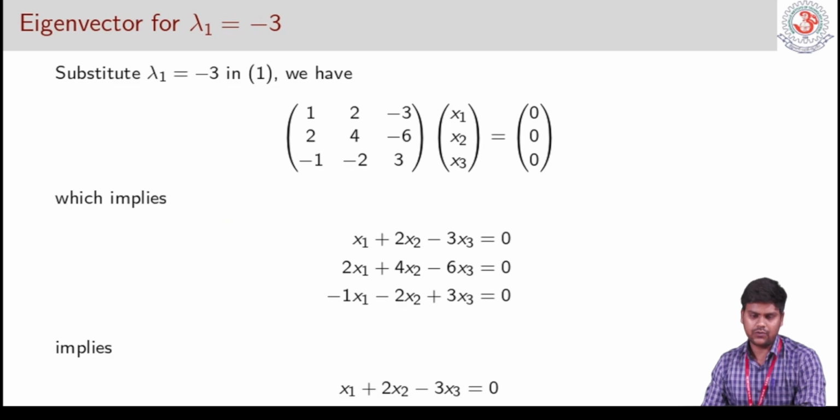Next we are going to find the eigenvector for lambda equal to minus 3. This is lambda 2.